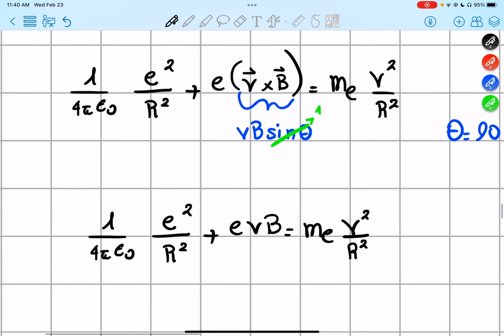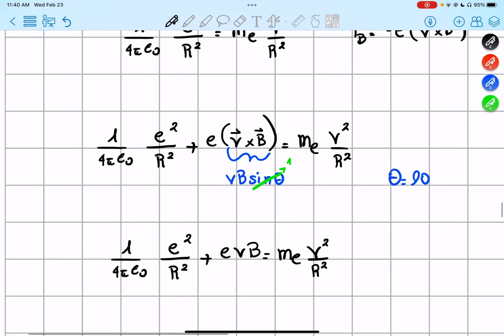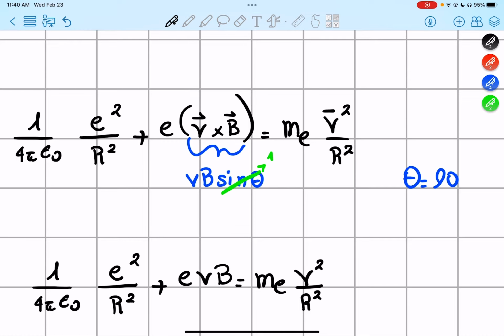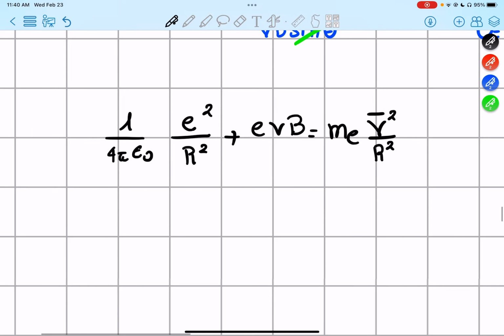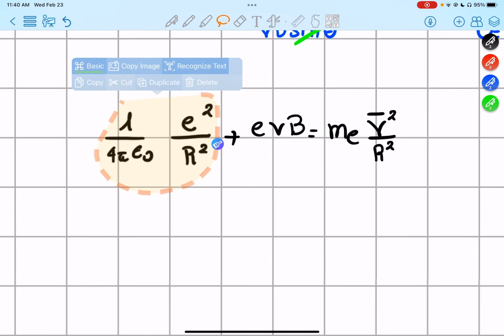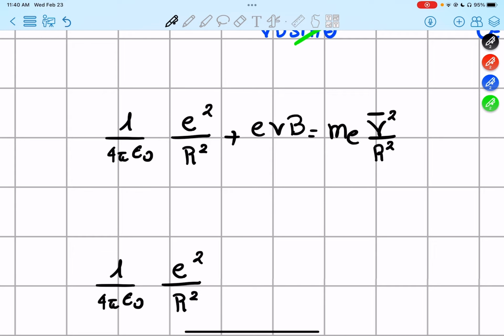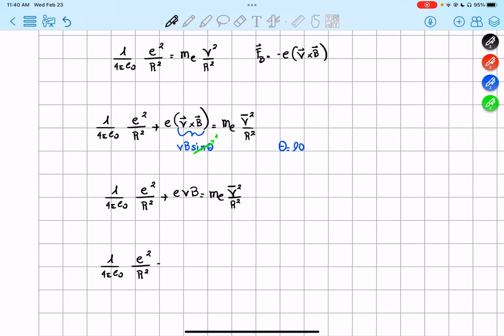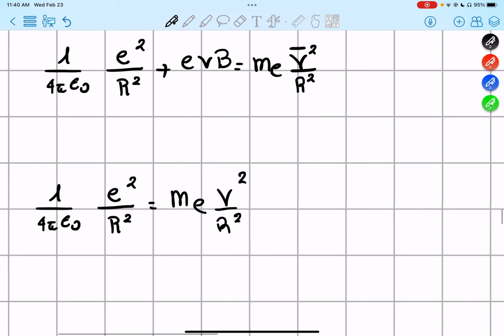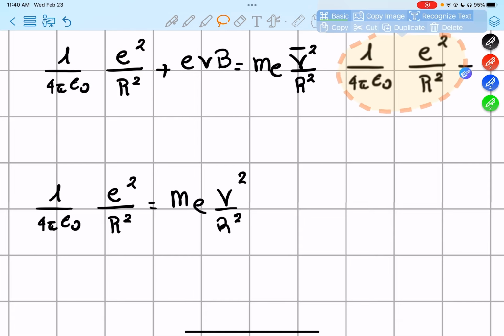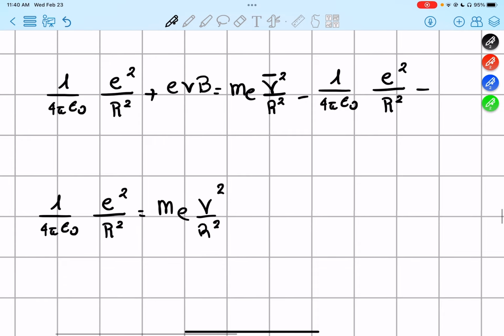Now, of course, this velocity will not be the same as just with the electrons. So this velocity that we have will be called V bar, something like this. And we can rearrange our equation because we know that this part over here is equal to me over v squared over r squared. So if we bring it to the left side and do minus, it's like doing minus of this part over here. So let's just rewrite this instead.